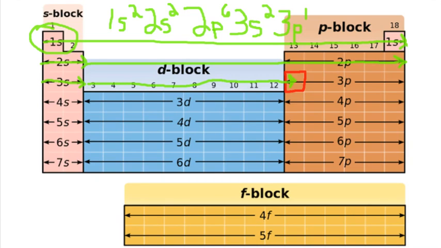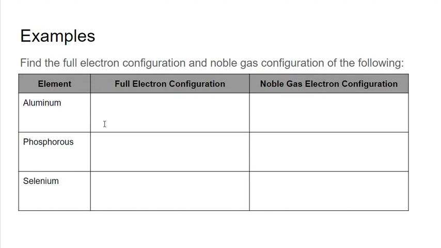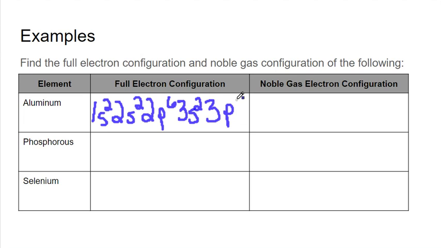If I go back to this slide where aluminum was listed, I now know my full electron configuration for aluminum. We'll go ahead and write that here. We got 1s2, 2s2, 2p6, 3s2, 3p1. And that's the full electron configuration for aluminum.